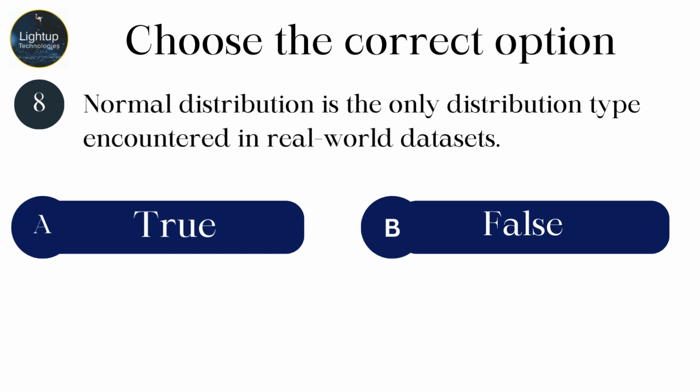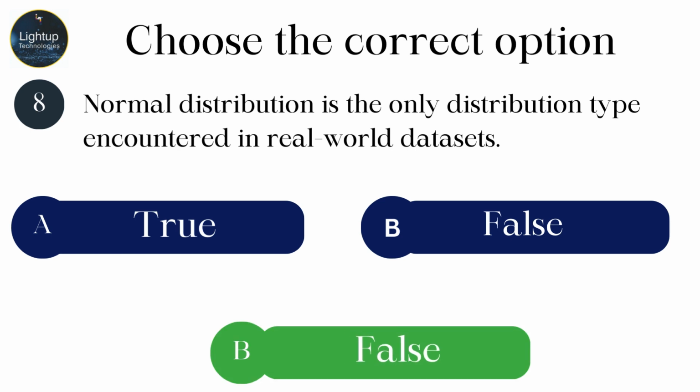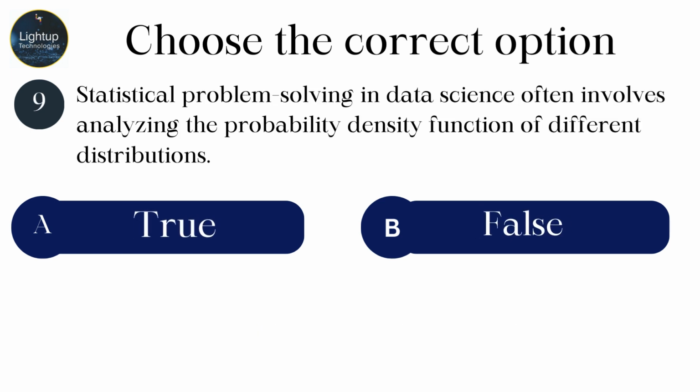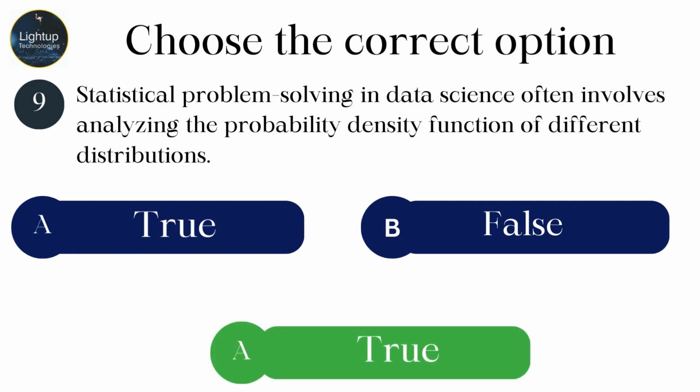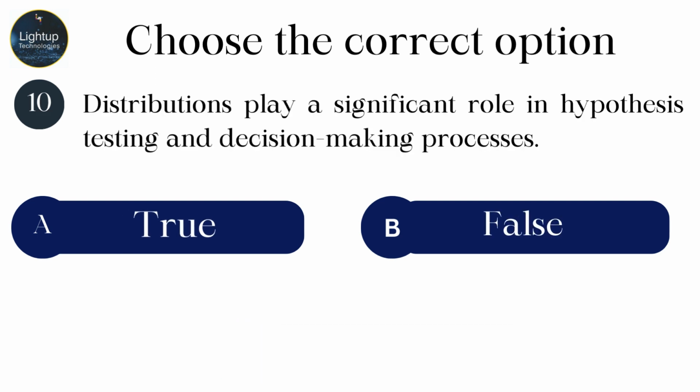Normal distribution is the only distribution type encountered in real-world datasets. Statistical problem solving in data science often involves analyzing the probability density function of different distributions. Distributions play a significant role in hypothesis testing and decision-making processes.